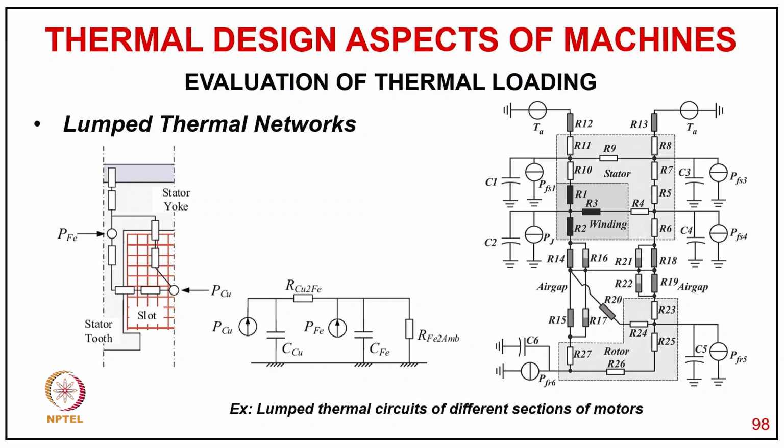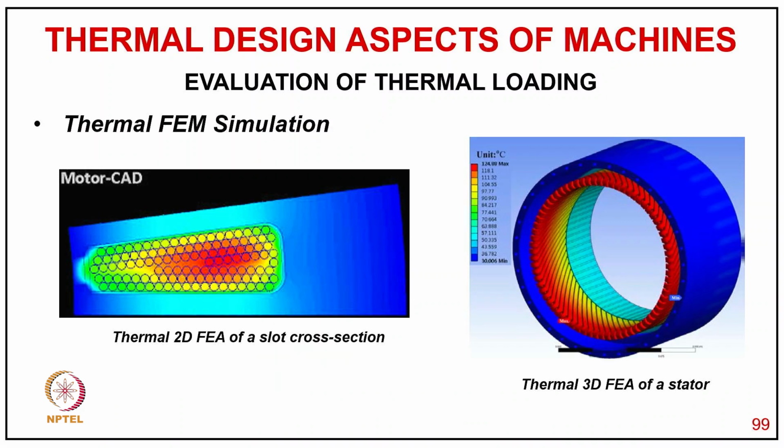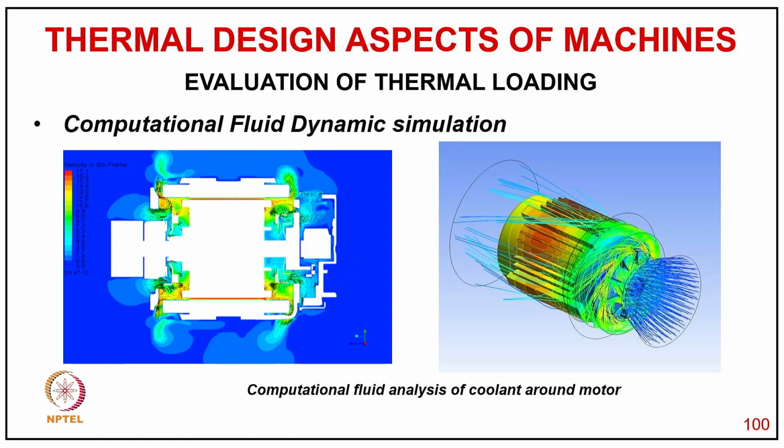So coming to the first approach for evaluation of thermal loading, we can take a thermal network, as we already discussed about the thermal circuit for different sections of the motor. As you can see different parameters here, or we can go for more accurate evaluation by using thermal finite element method analysis, in 2D for the slot and thermal 3D evaluation for the stator. Another is computational fluid dynamic simulation, which gives the result. You can see the 3D dimensions showing the fluid analysis of coolant around the motor.